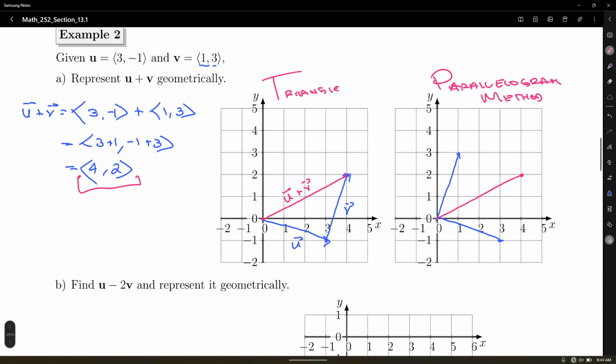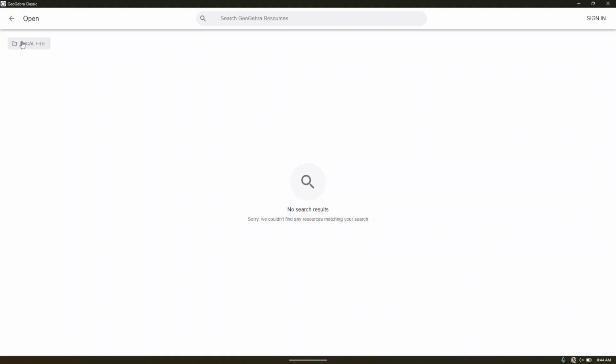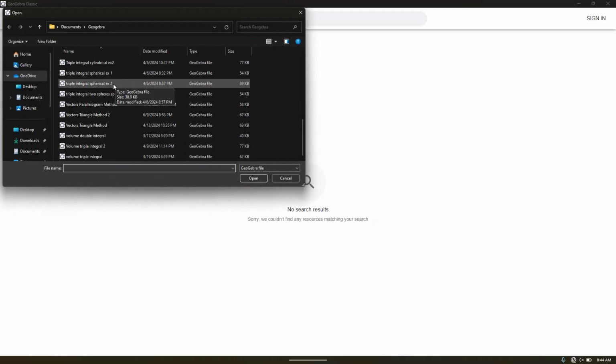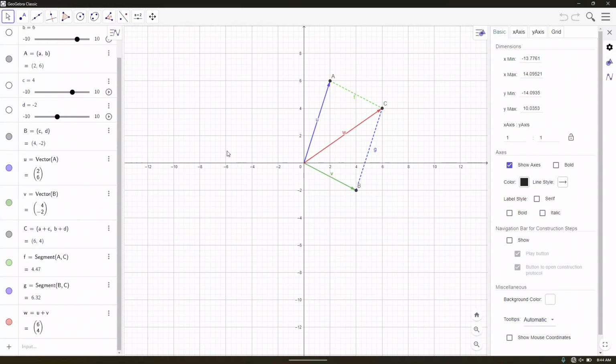So this projects pretty much like a parallelogram here. Well, it's actually a parallelogram. In this case, it's a square, but there are cases in which it looks like a rhombus, or other shapes, other cases of parallelograms. And I also have another GeoGebra project for the parallelogram method. So here it is.